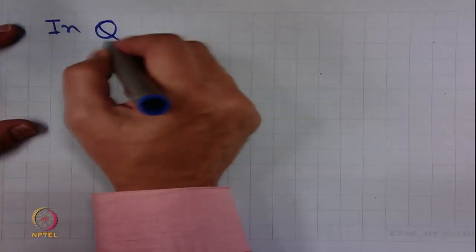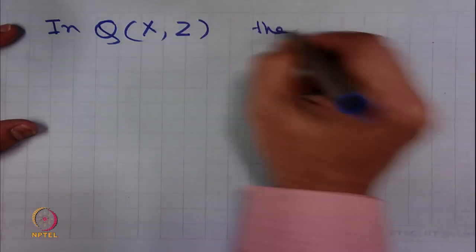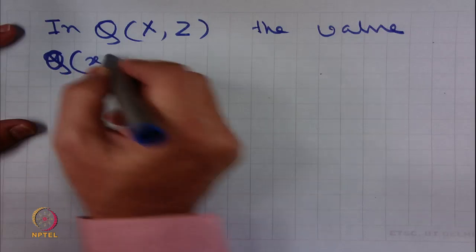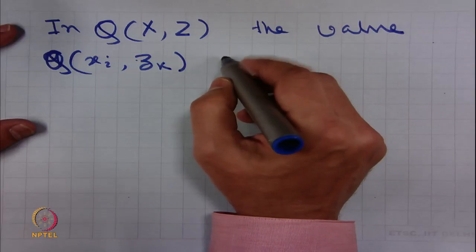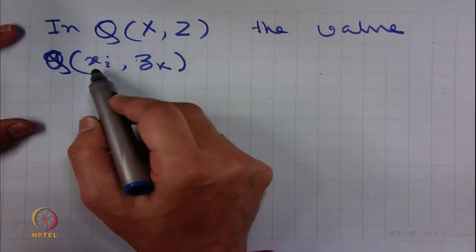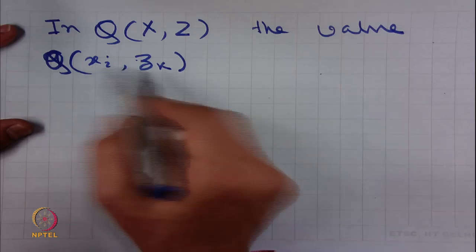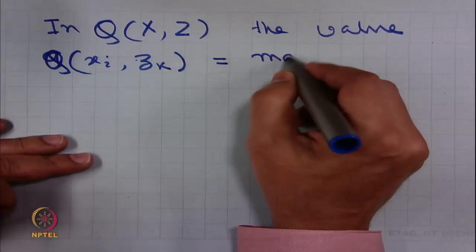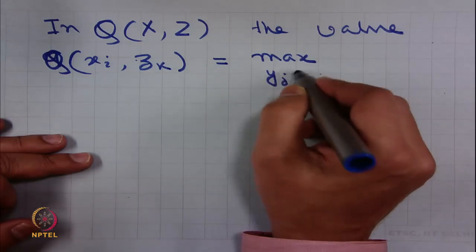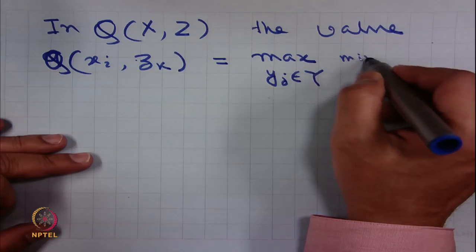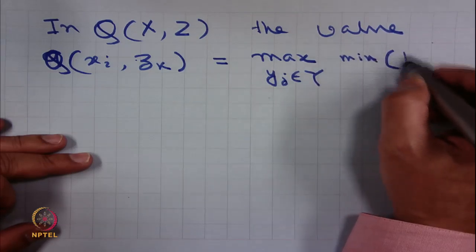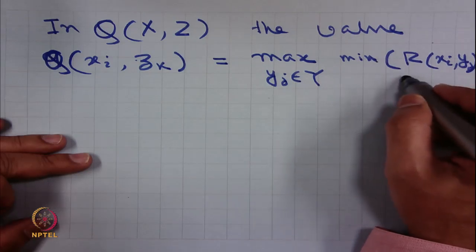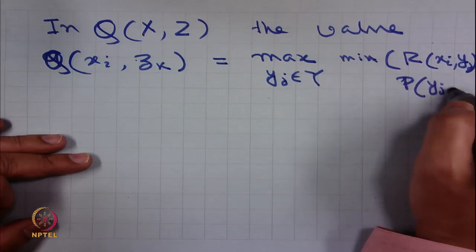In Q(x, z), the value Q(x_i, z_k), that is the strength of relation between the ith element of set x and the kth element of set z, is defined as maximum over y_j belonging to y, minimum of R(x_i, y_j), P(y_j, z_k).